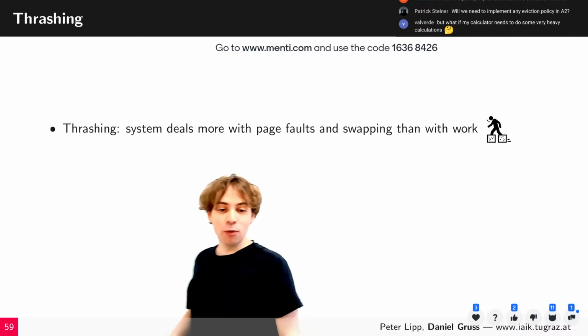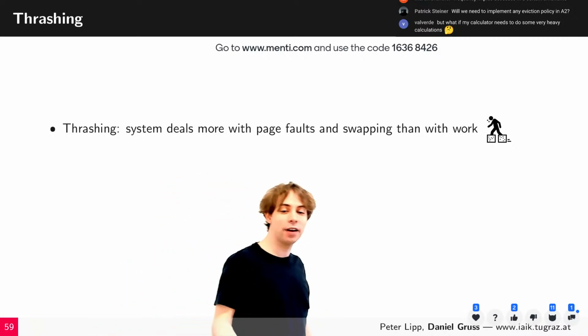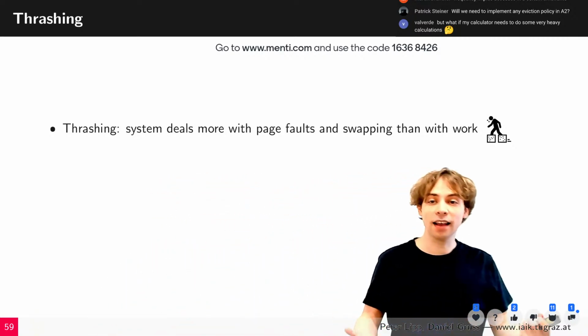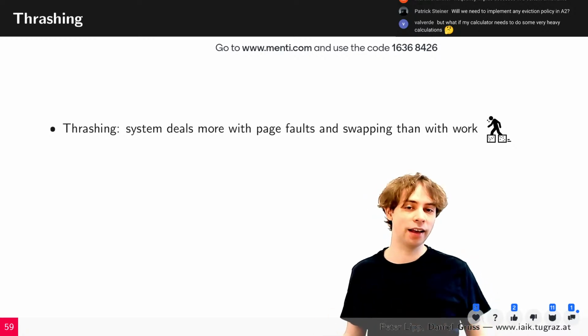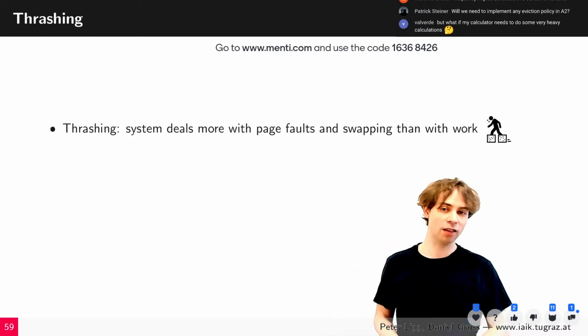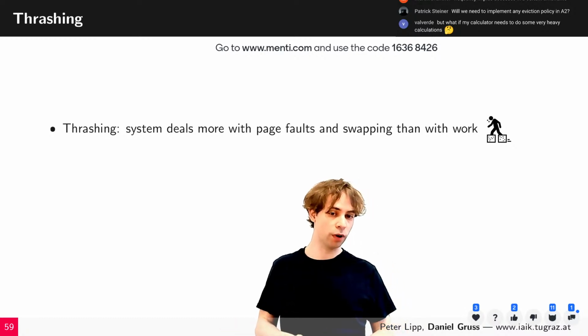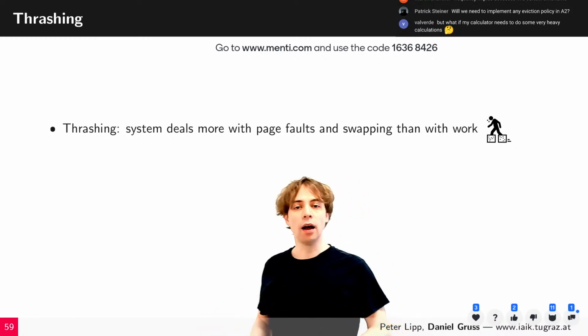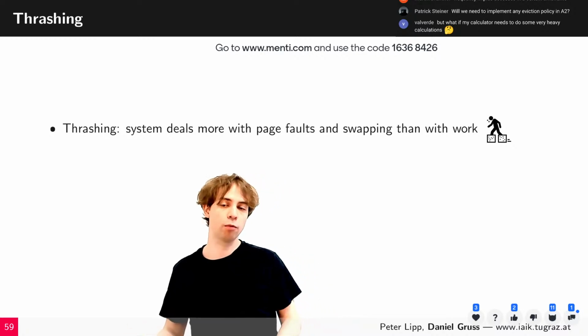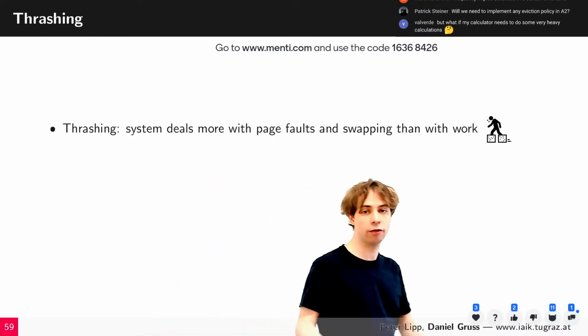There's a question, but what if my calculator needs to do some very heavy calculations? In that case, you might want to prioritize processes. You want to introduce process priorities, and they could take into account that the page fault frequency for this process should be lower than for the others.